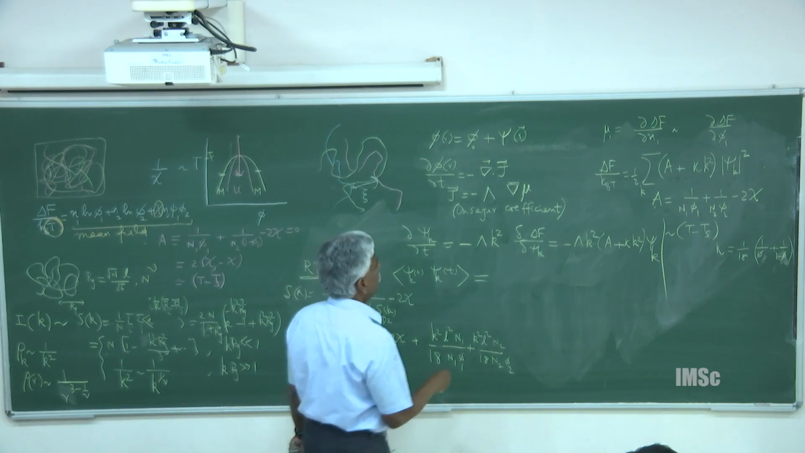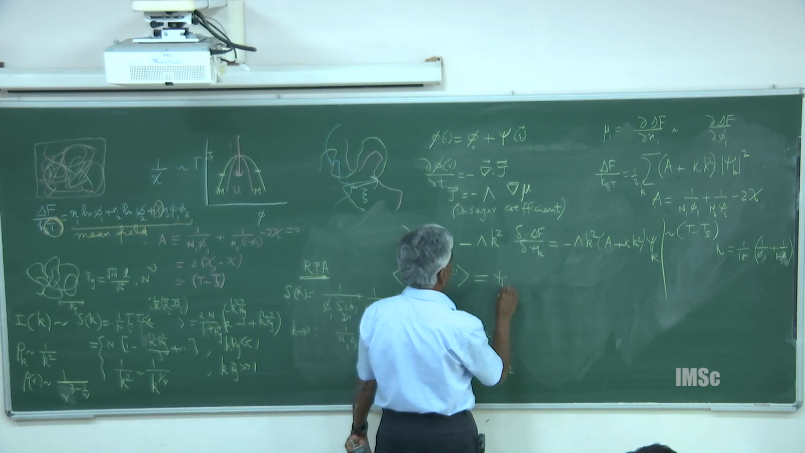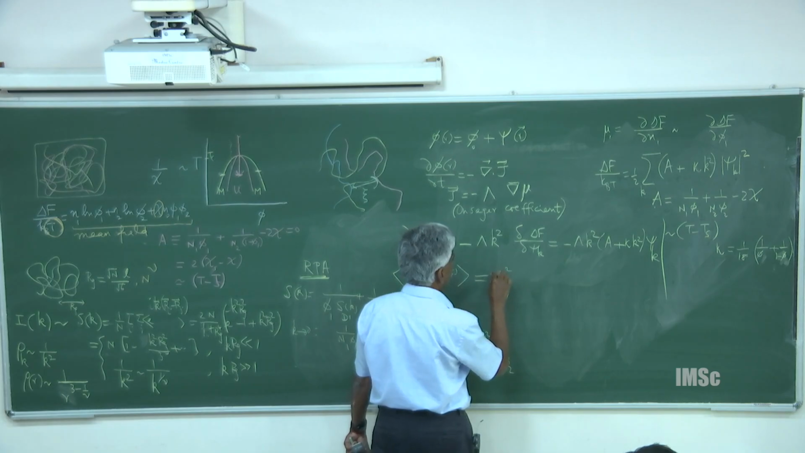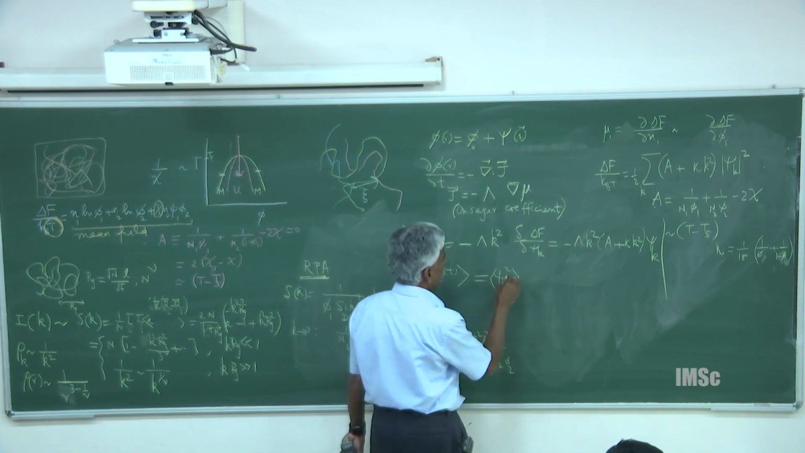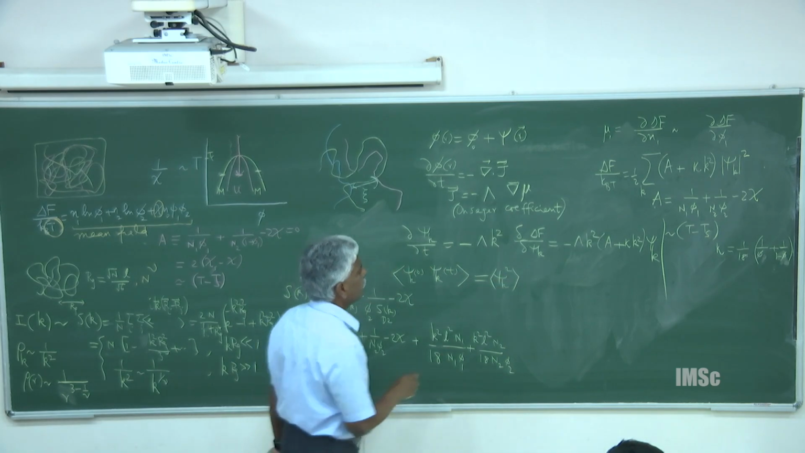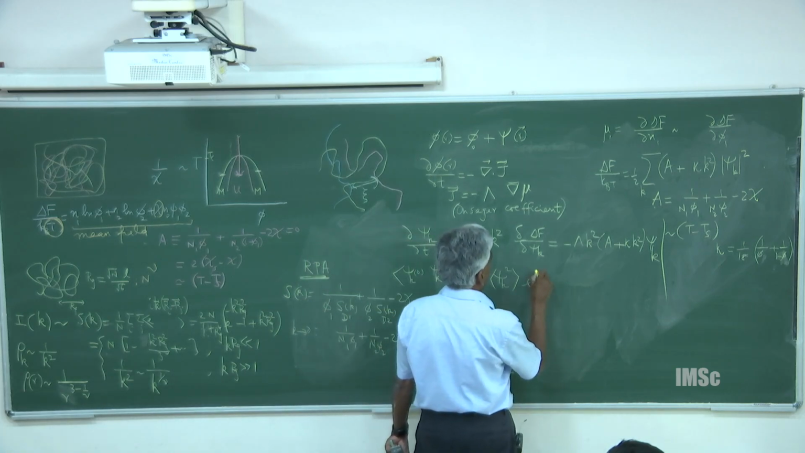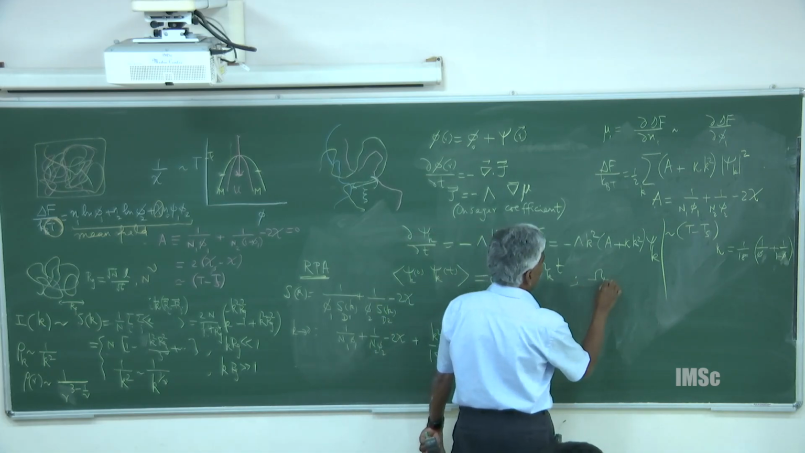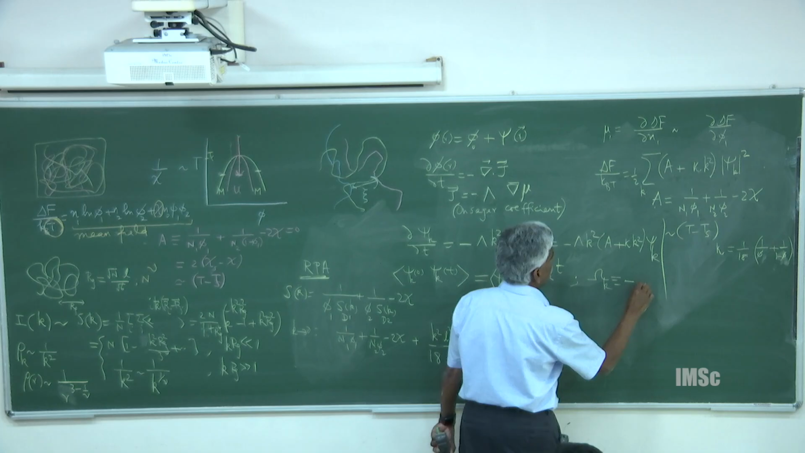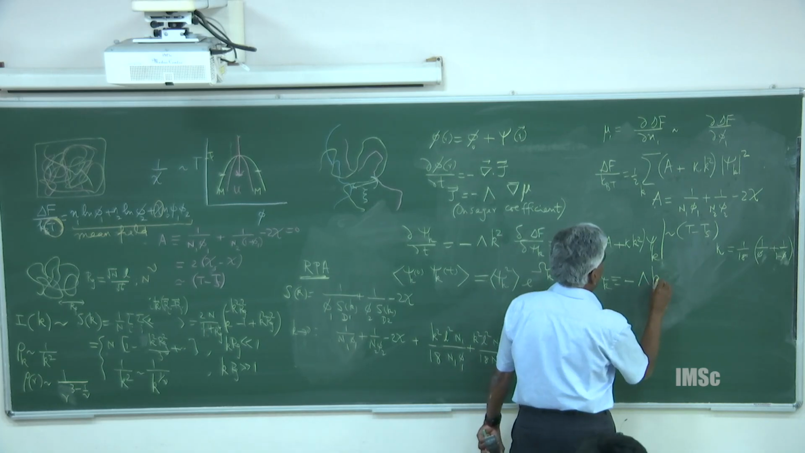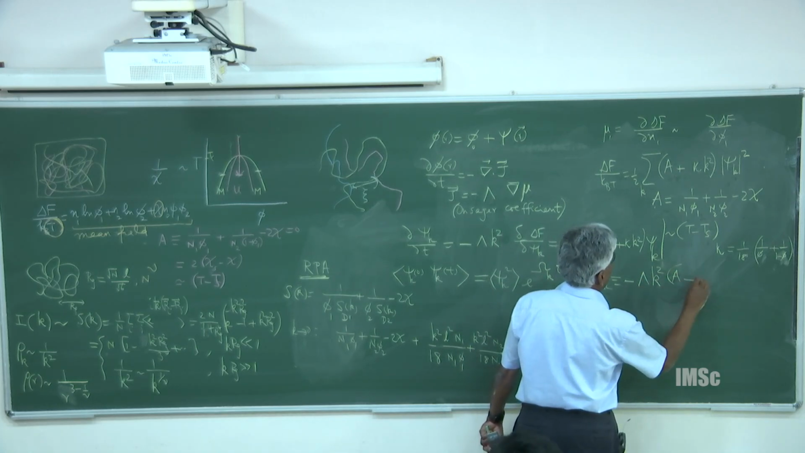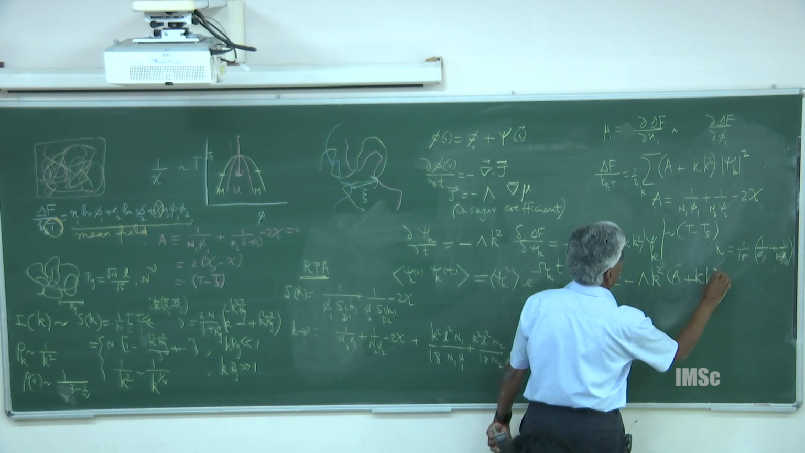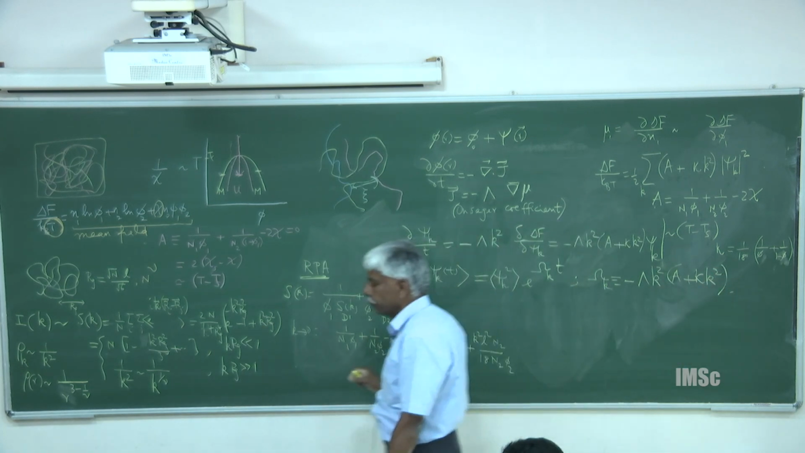If you do this, you get psi k square, this is equilibrium, times e to the omega k t, some rate times t is exponential, where omega k is equal to minus lambda k square times a plus kappa k square. That is it.